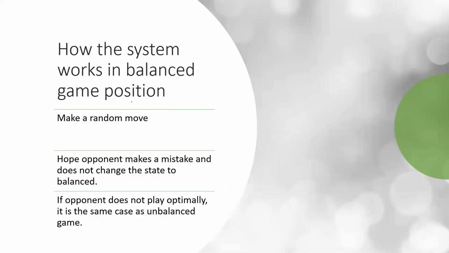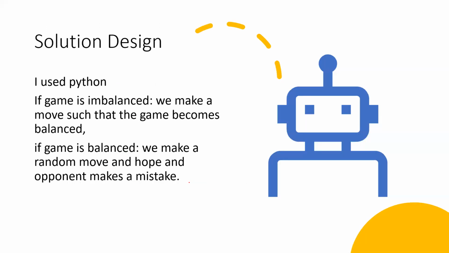And when it is balanced, the NIMSUM is already 0. We can't do much about it. All we can do is make a random move and hope that the opponent makes a mistake and does not play optimally. So we'll have a chance to again make the game balanced. In the code, I'll be using Python.